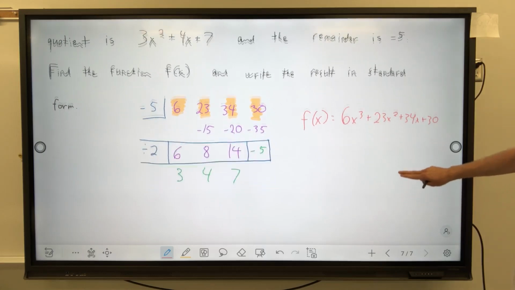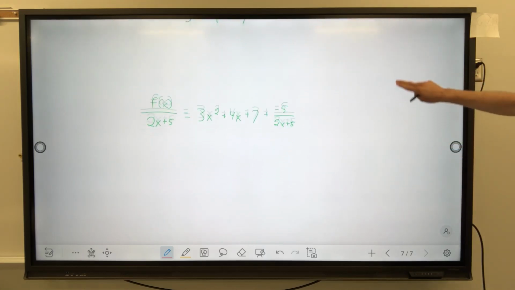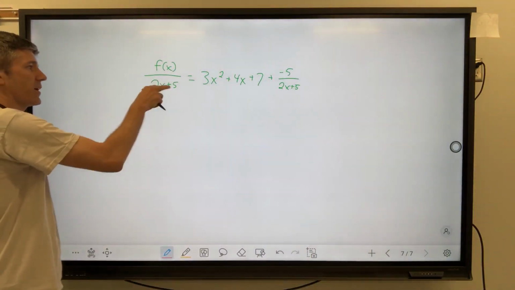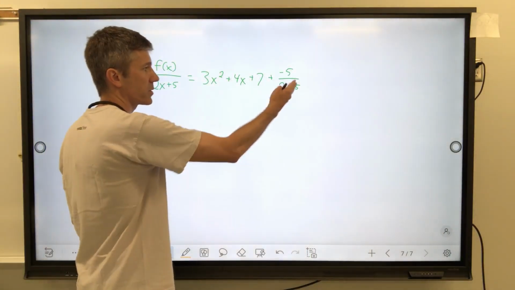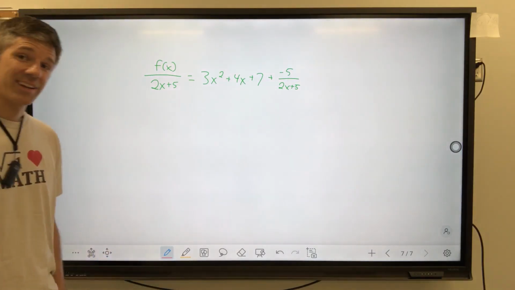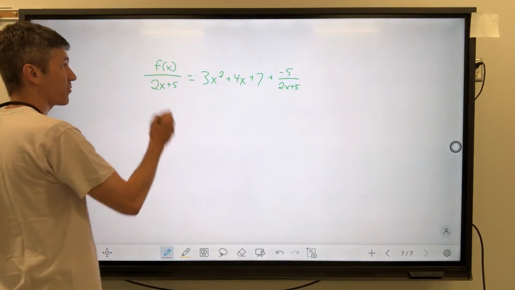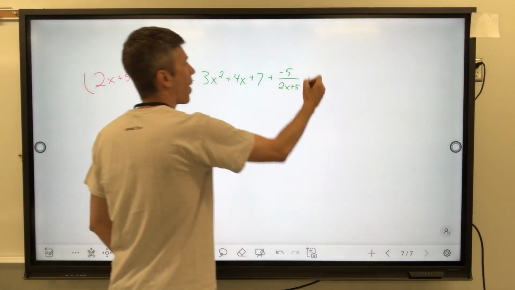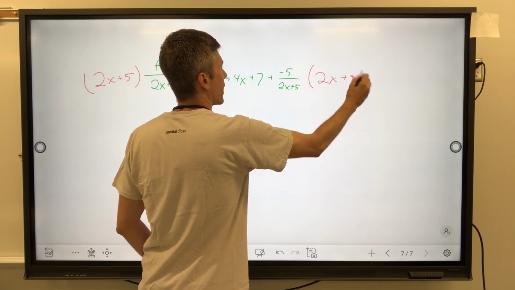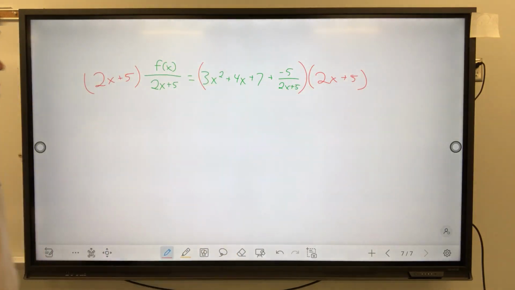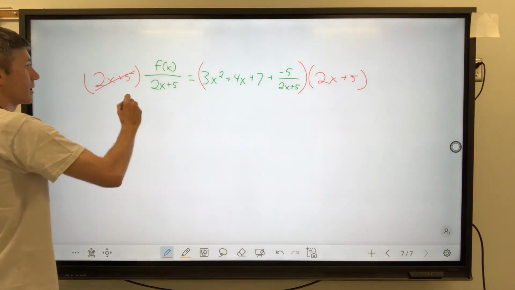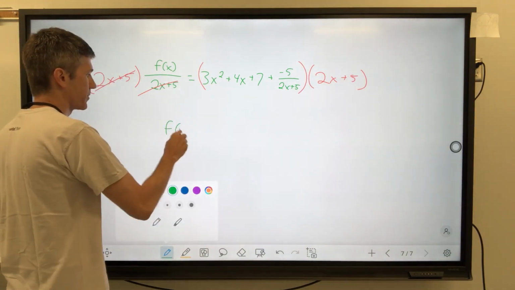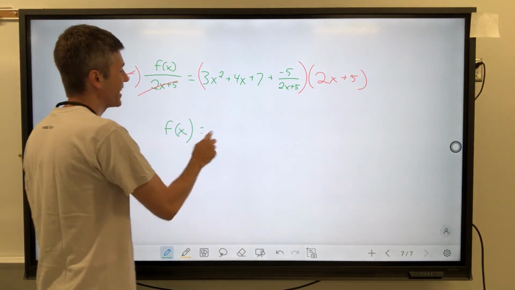Scroll up for a second. The original way this was written was like this. We'll stick with red for a second. A function divided by 2x plus 5 gives me this with this remainder. Treat this like an equation and solve it. We're going to solve for f of x because that's what they want us to find. Multiply both sides by 2x plus 5, and let's start multiplying. First of all, they cancel. That was the whole point. We're going to switch to green. f of x equals this.